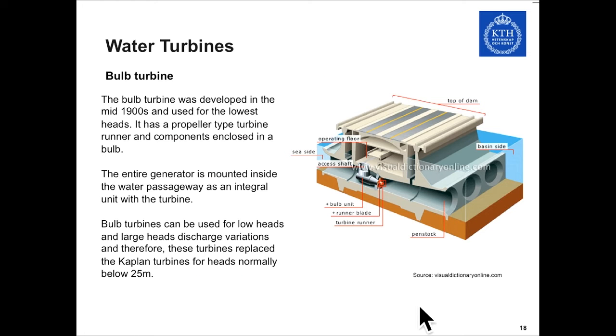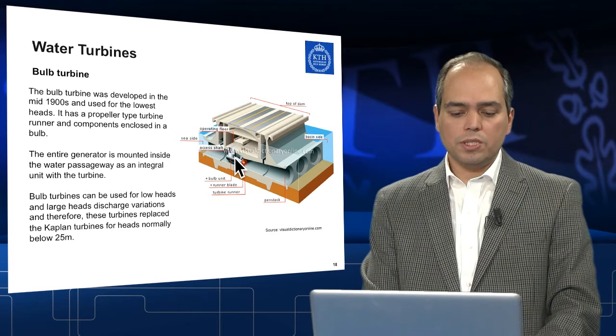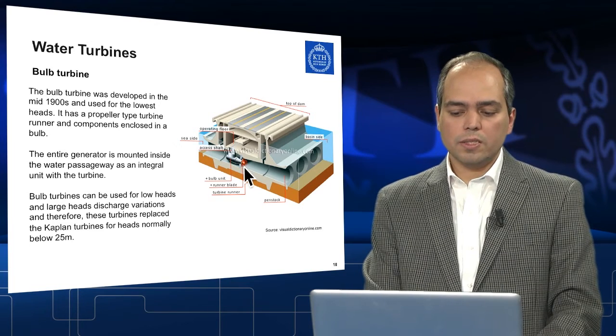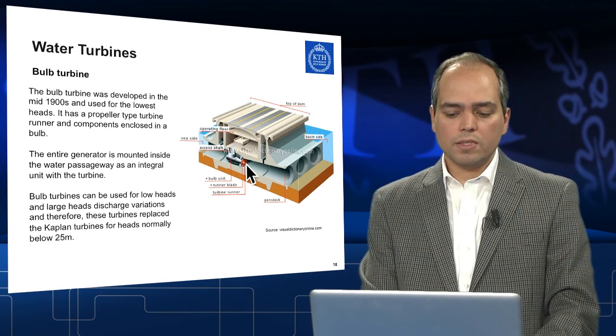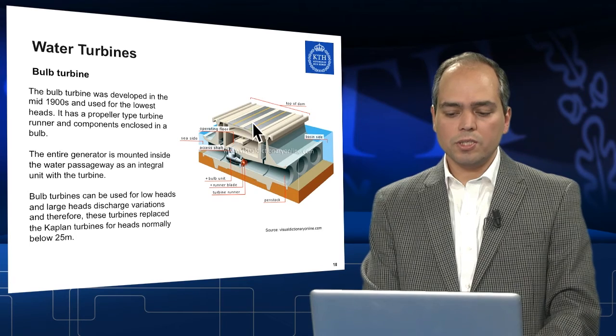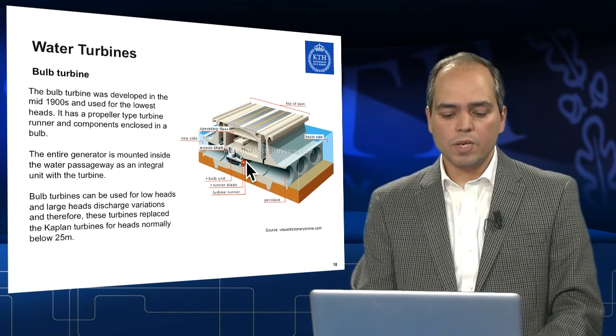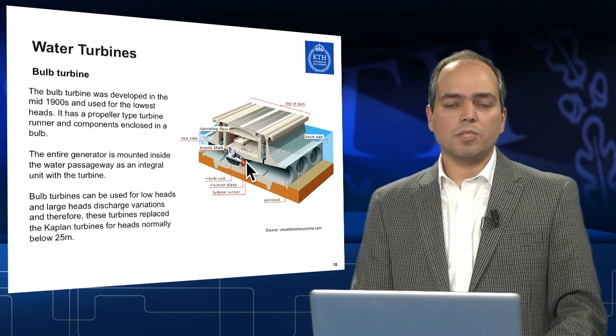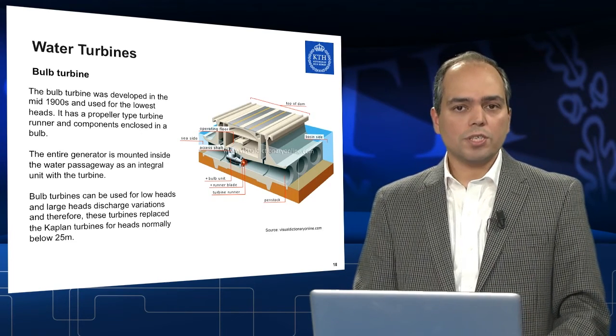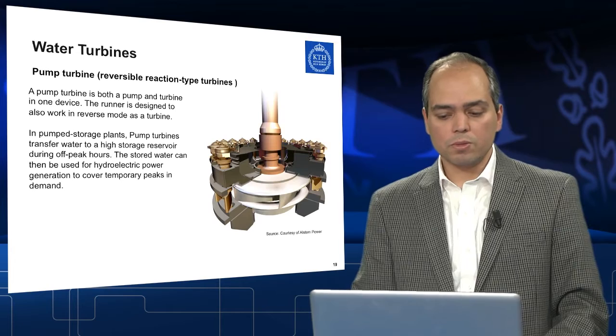Then comes the bulb turbine. It's suitable for very low head, mainly in the order of 5 meters or so. The entire generator is mounted inside the water passage, as you can see here in this photo, and the turbine blades are located at the back here, so water flows in this direction and rotates the runner. It's not common to have these bulb turbines for larger scale projects, so we just pass through it.